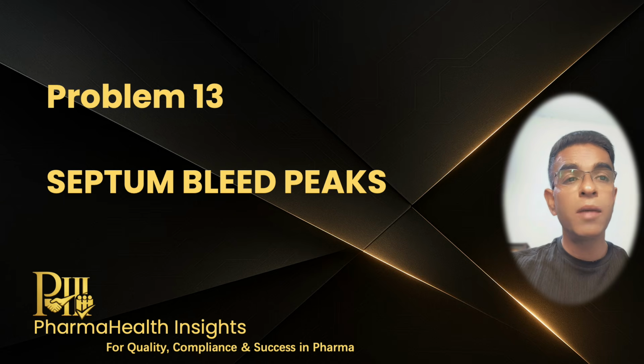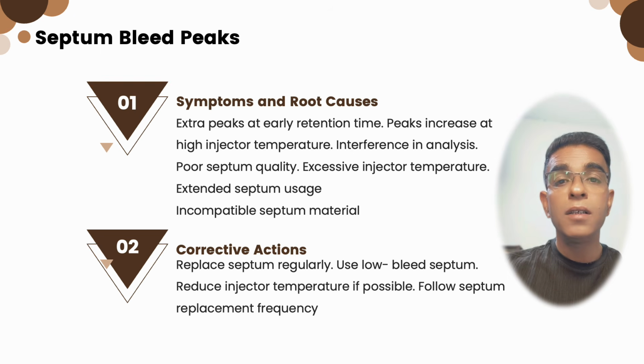Once the injector contamination starts, another visible symptom which begins to appear is unwanted peaks originating from the septum material. Septum bleed peaks appear due to thermal degradation of septum material. These peaks usually appear at early retention times and may interfere with the analyte peaks also. Poor quality septa or extended usage at high injector temperature accelerates septum degradation.